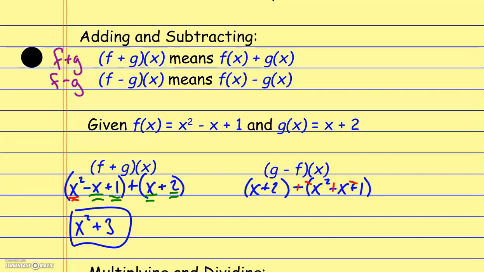And now I'm just going to combine like terms just like I did before. That's going to be a negative x squared. That's going to be a plus 2x. And that's going to be a plus 1. Okay? So it's just a different way to tell me to add two things together. And that's it. Same thing here.